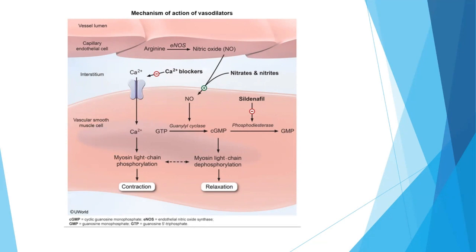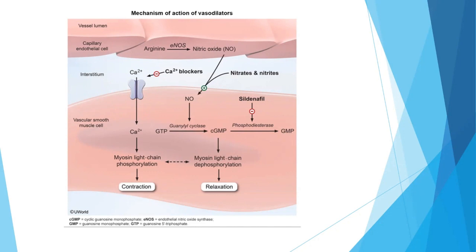Now, talking about the nitrates and nitrites, the nitrates that we are administering are just a supplement of the nitric oxide in the body. Nitric oxide is produced from arginine. This nitric oxide travels into the vascular muscle cell and acts on guanylyl cyclase to produce cGMP. This cGMP leads to myosin light chain dephosphorylation and eventually relaxation, which dilates the smooth muscle cell and the blood vessels.